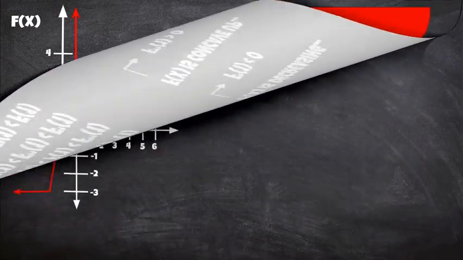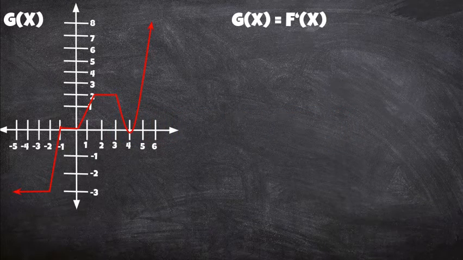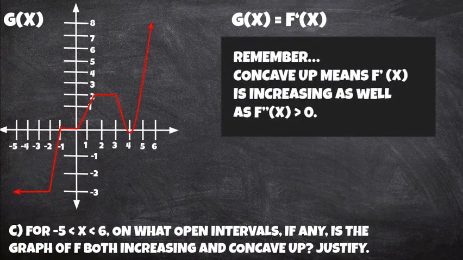Okay, so now we're going to go over 2 parts of an FRQ. On the left is g of x in red, and the question noted that g of x is the same thing as f prime. Part C asked, on what open intervals, if any, is the graph of f both increasing and concave up? Justify. Well, remember, concave up means f prime is increasing as well as f double prime is greater than 0. G of x is the same thing as f prime, indicated in the beginning of the question, so you just have to read the graph as if it was f prime.